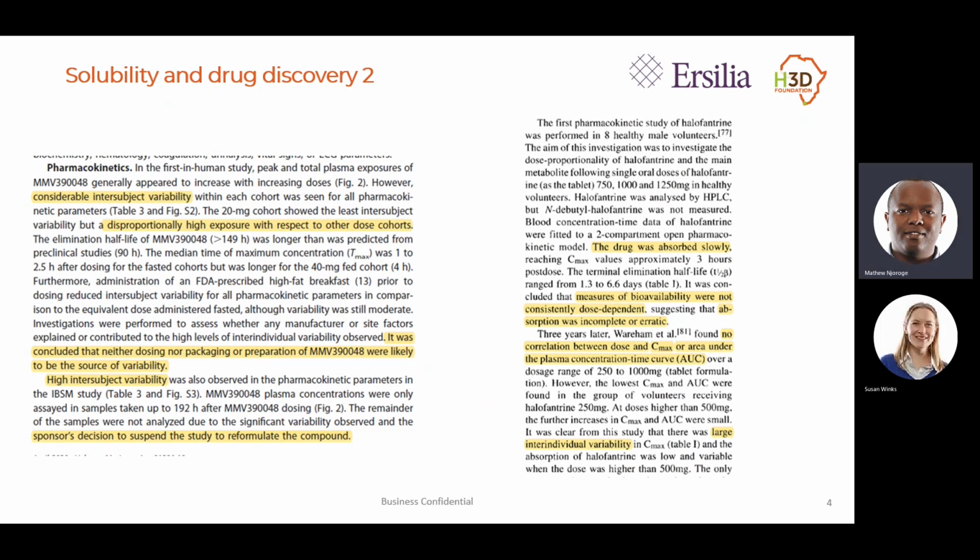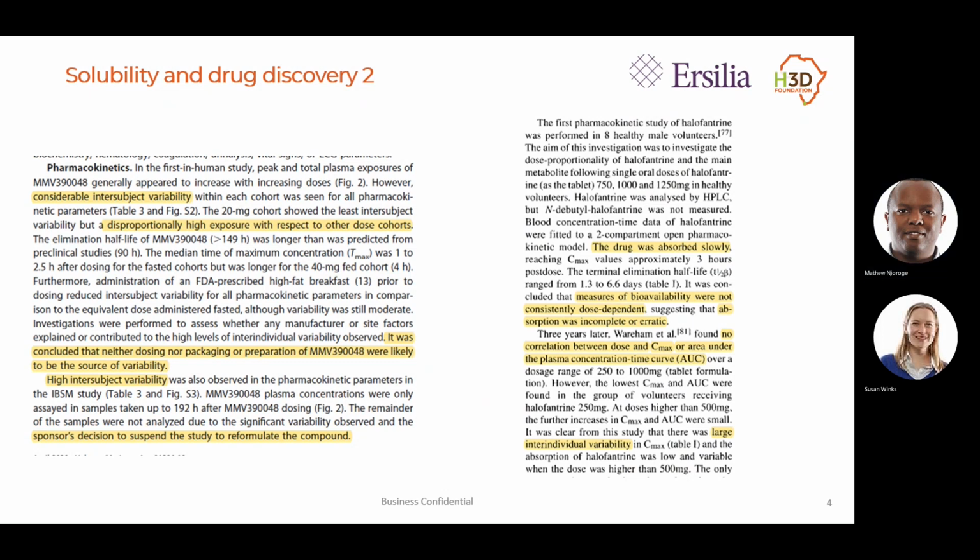And then what you might also end up with as part of the individual variability is disproportionately high exposure with respect to other doses. What that means is that we don't see a good relationship between the dose of the compound that we give and the amount of compound that is absorbed.